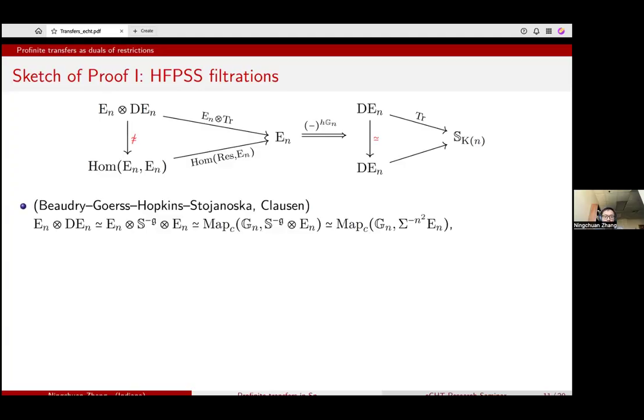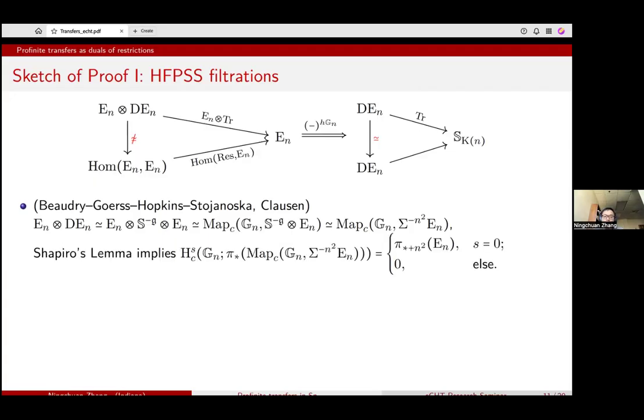So let's analyze the source and target of this vertical map. It is a result of Beaudry, Goerss, Hopkins, and Stojanoska, and a recent preprint by Dustin Clausen, where they identify the equivariant homotopy type of the dual of Morava E-theory. It turns out it is a coinduction: E_n tensor D E_n, using their results, is a coinduction of the dual itself. Since it's a coinduction, it doesn't matter whether we say DE_n is a G_n-equivariant spectrum with trivial action or non-trivial action. But since it's a coinduction, the group cohomology is concentrated in degree 0 by Shapiro's lemma.